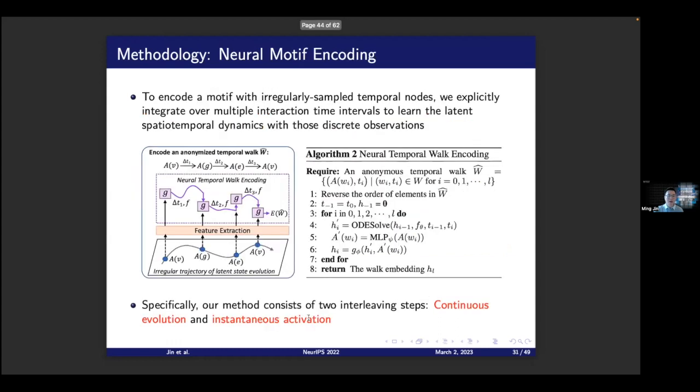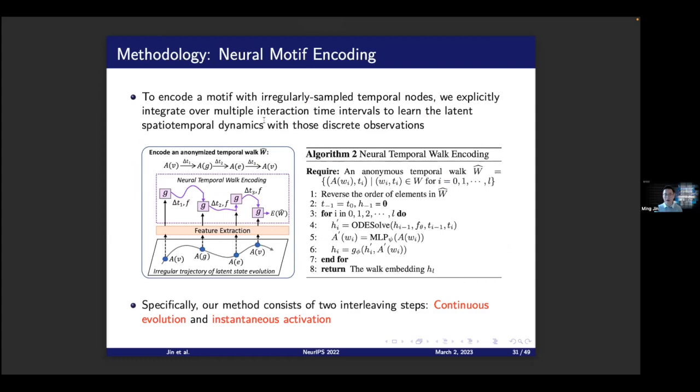Okay, and here is another module that encodes the motifs. In the previous stage, we sampled a set of dynamic graph motifs, or say the anonymized temporal walks.